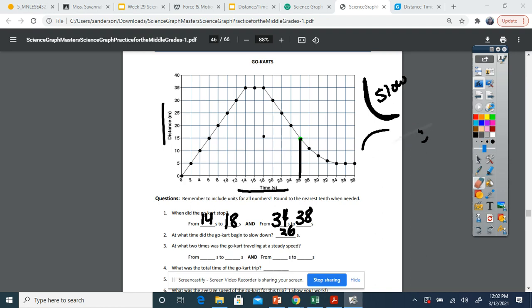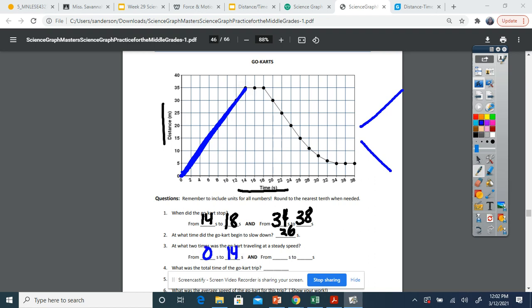So number three says, at what two times is the go-kart traveling at a steady speed? So we know that steady speed is represented by a straight line that is at an angle. So a steady speed is something like this or something like this. Those are steady speeds. They're straight lines at an angle. So we can see that from 0 to 14 seconds, this speed is steady. So what two times did the go-kart travel at a steady speed? So our first was at 0 seconds to 14 seconds.